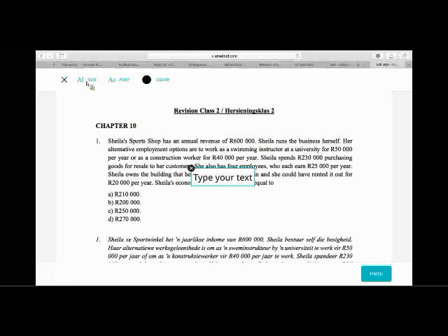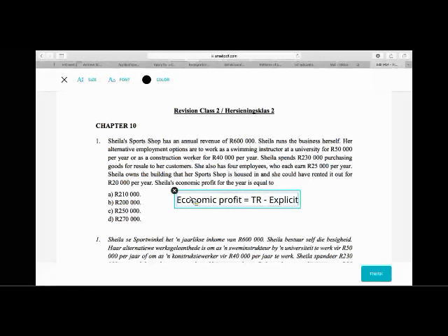So the important thing to know about economic profit is that it takes into account both explicit costs and implicit costs. When we add these two together, implicit costs and explicit costs, we end up with opportunity cost. So economic profit is going to be total revenue minus total opportunity cost.